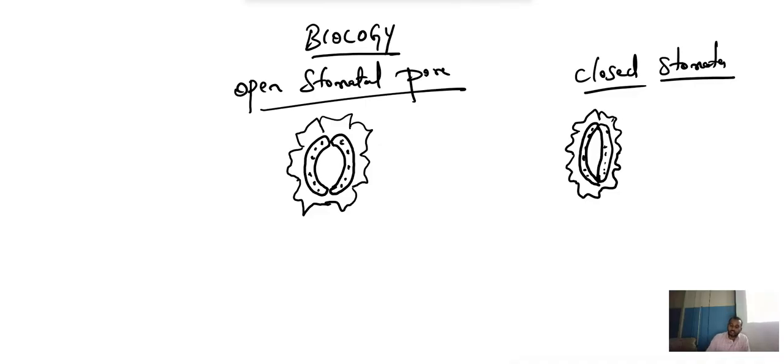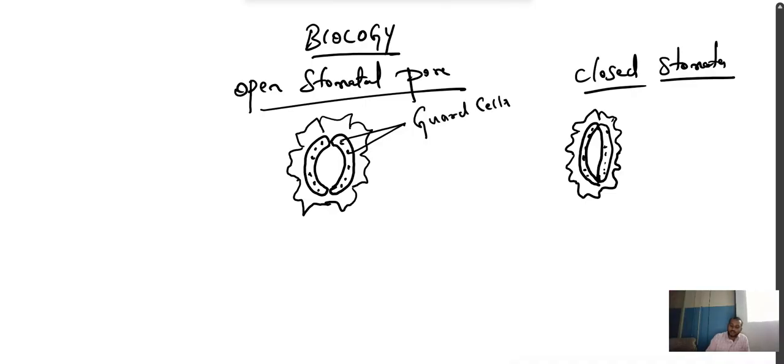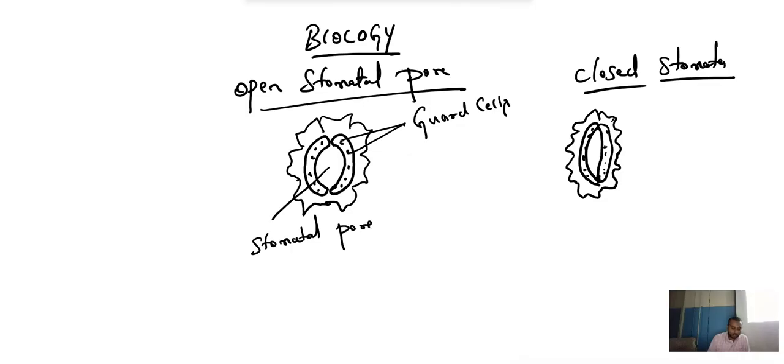Now, can you see these dots inside? These are called guard cells. The inside space is the stomatal pore. And this outside is chloroplast. Same namings you have to do for the closed stomatal pore. So this is the open stomatal pore and this is the closed stomatal pore.